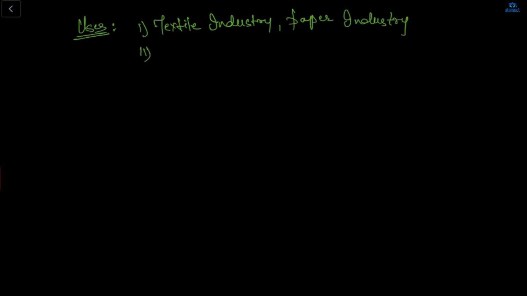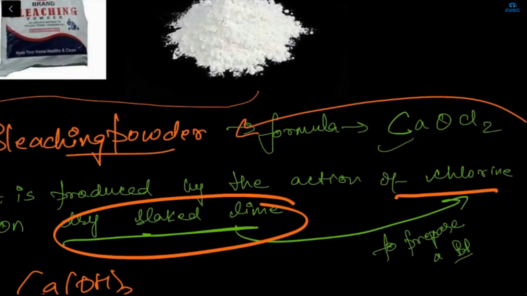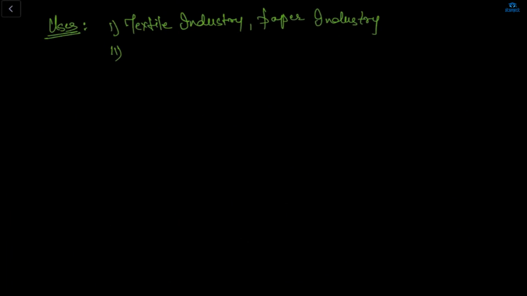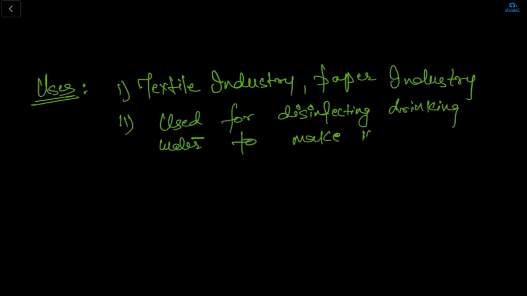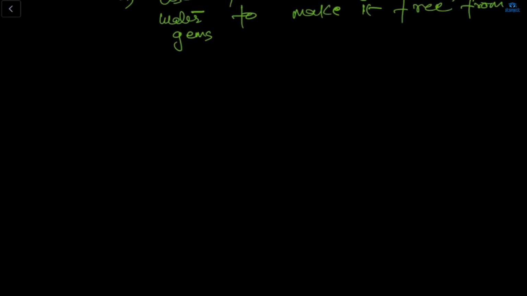Used for disinfecting drinking water to make it free from germs. Bleaching powder is used for disinfecting drinking water to make it free from germs, which means it helps our water to get purified. Used for disinfecting drinking water to make it free from germs. Now, what is the third part?